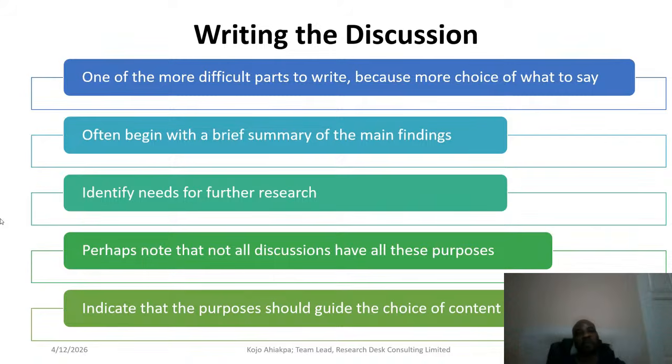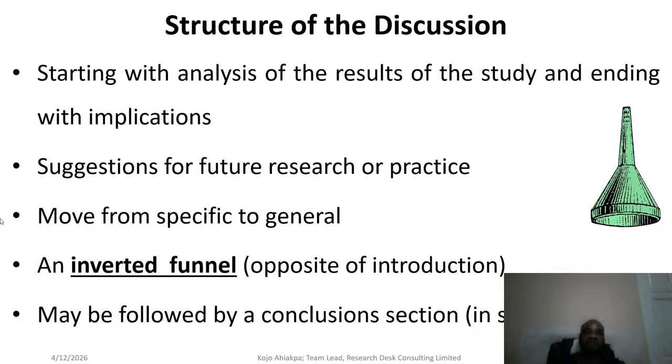This is how you go about your discussion. It's one of the most difficult parts to write because you are spoiled for choice of what to say, but there is a lot to talk about. And this follows the structure of the inverted funnel, as we see in the next slide. Often it is a brief summary of the main findings, identifying a need for further research. Perhaps not all discussions have these purposes. It indicates the purpose that should guide the choice of the content of this discussion. So this is how the structure is graphically illustrated as an inverted funnel.